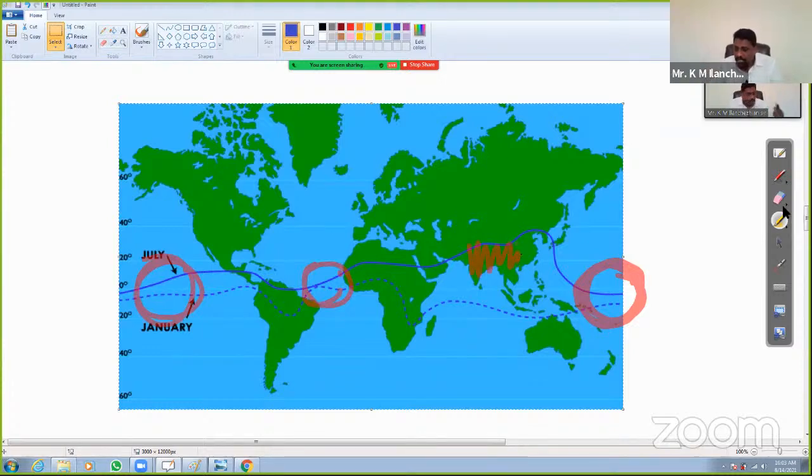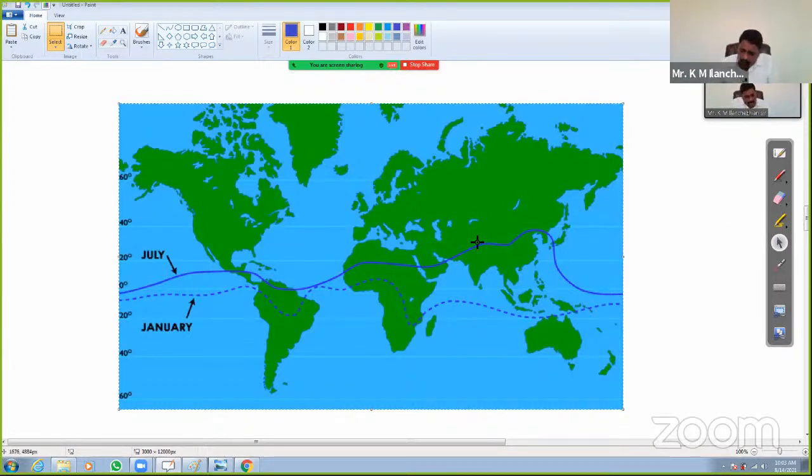This is one very important reason, because water maintains temperature, why this fluctuation, or the shift of the belt, is not uniform. Generally, what happens? The ITCZ shifts 5 to 10 degrees north of the equator during summers. 5 to 10 degrees, that is understandable.